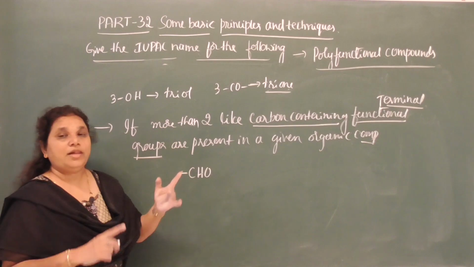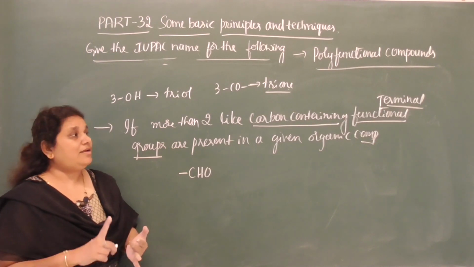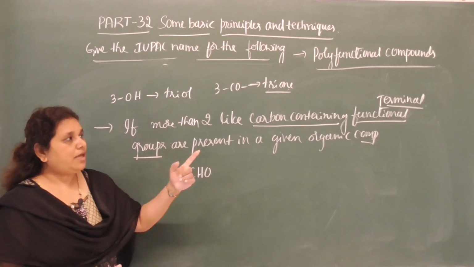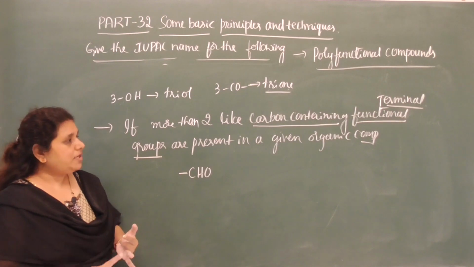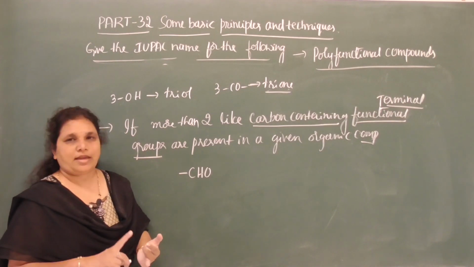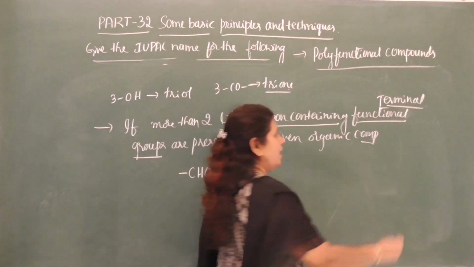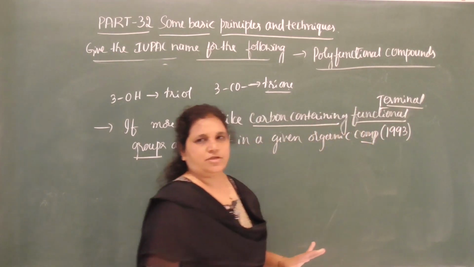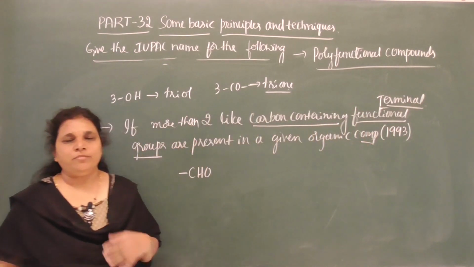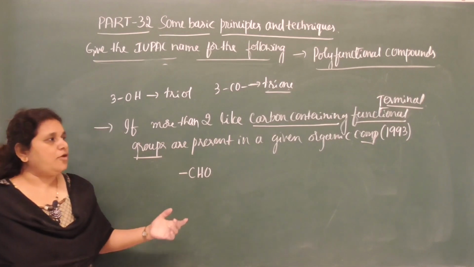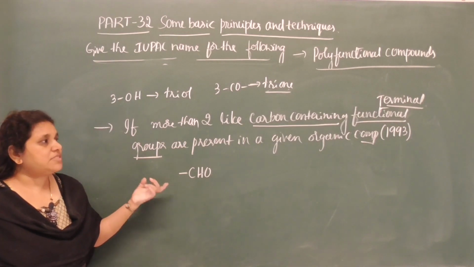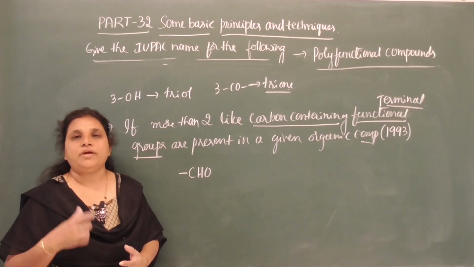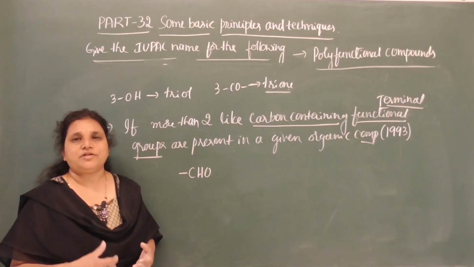If more than 2 like carbon containing terminal functional groups are present in a given organic compound, then we have to use the 1993 recommendation of IUPAC nomenclature. In 1993, one more recommendation was given under IUPAC nomenclature to name such organic compounds containing more than 2 like carbon containing terminal functional groups.